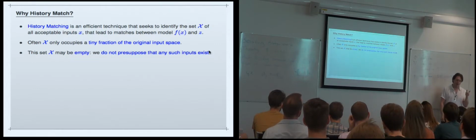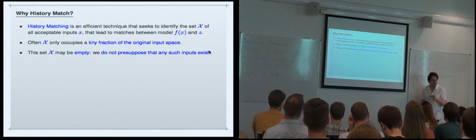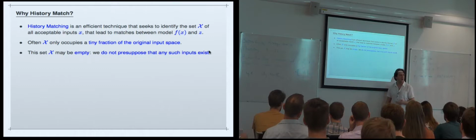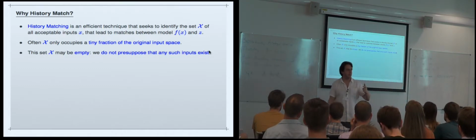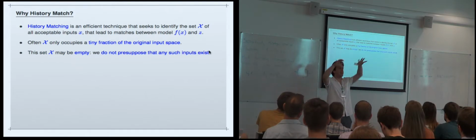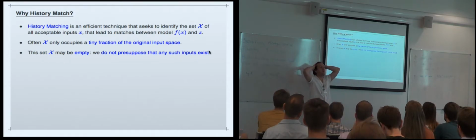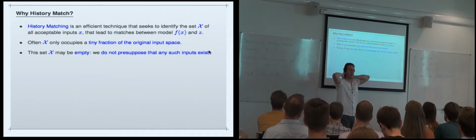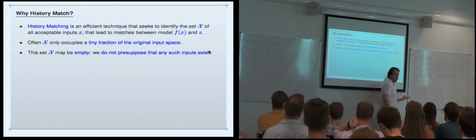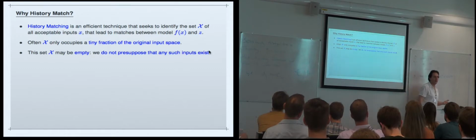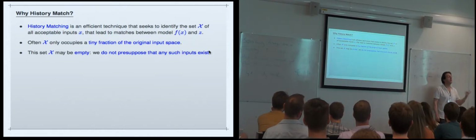Also, this set chi may be empty, so we do not presuppose that any such inputs exist. What do I mean if the set chi is empty? I mean, can I find an acceptable input which I put in my model, and my model produces output that agrees with data? And the answer is no, I can't. I've searched the space and it's not there. What does that mean? It means my model's broken. It means the physical assumptions that my model relies upon are suspect, or there are uncertainties that I have not thought about. Could be the other conclusion.